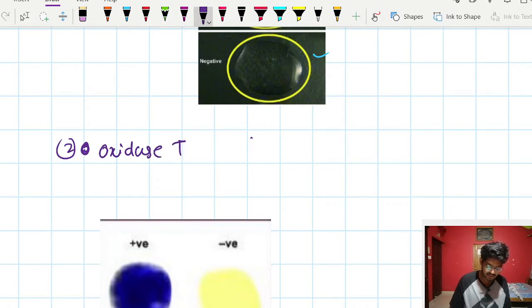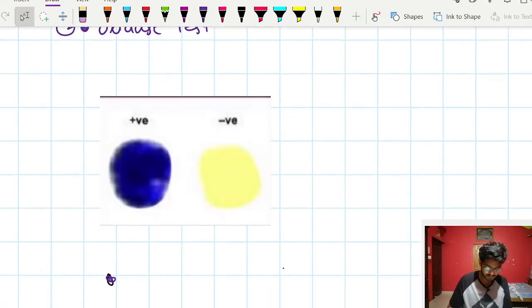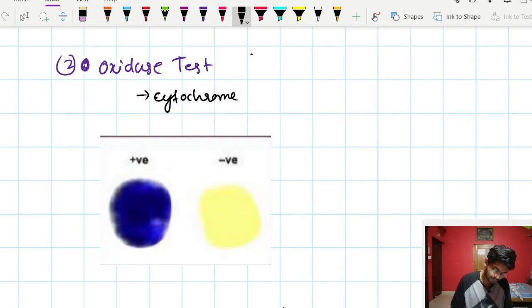This test is also not specific for gram positive or gram negative bacteria. Okay, not specific. So what is meant by the oxidase test? In the oxidase test, here we detect cytochrome oxidase. It is an enzyme which has an oxidizing capacity. Here we detect cytochrome oxidase.